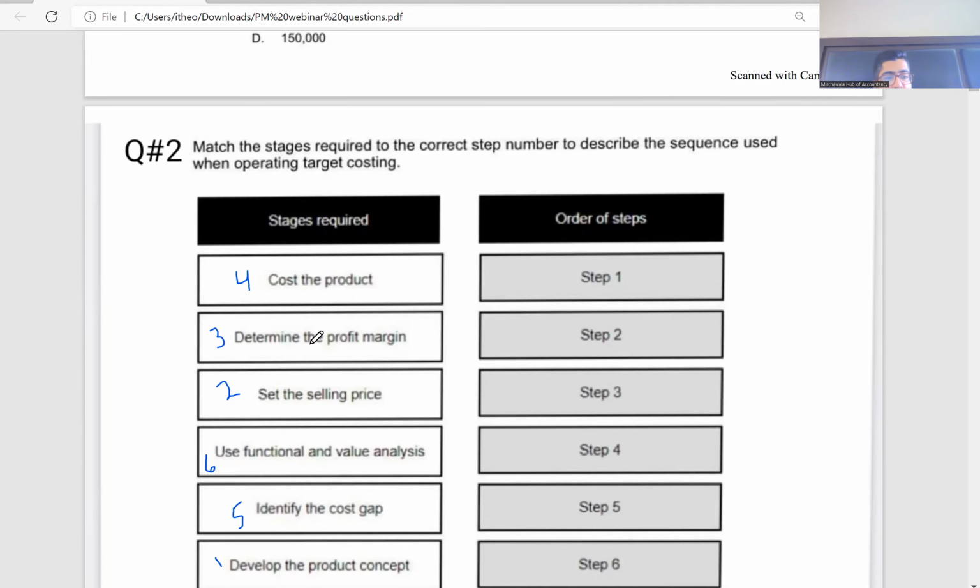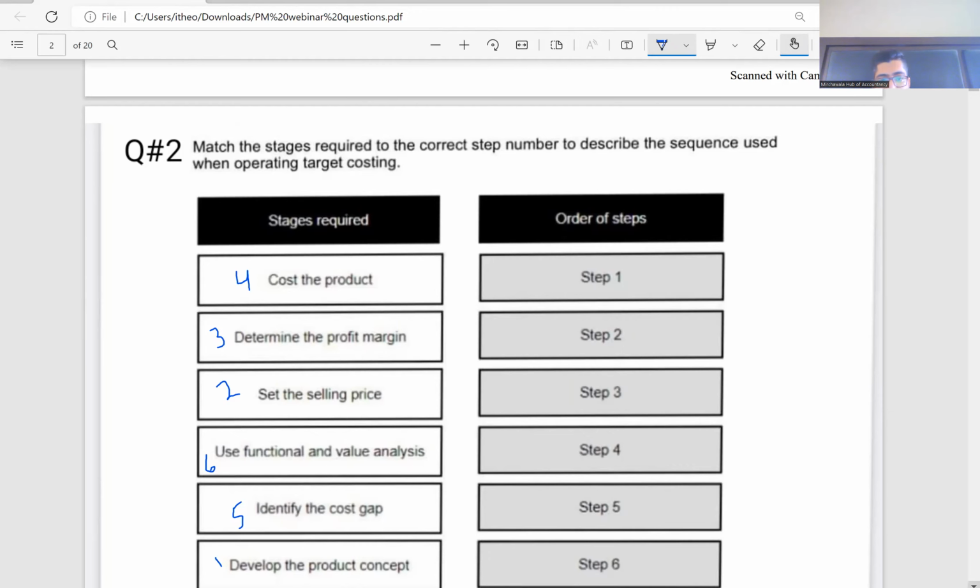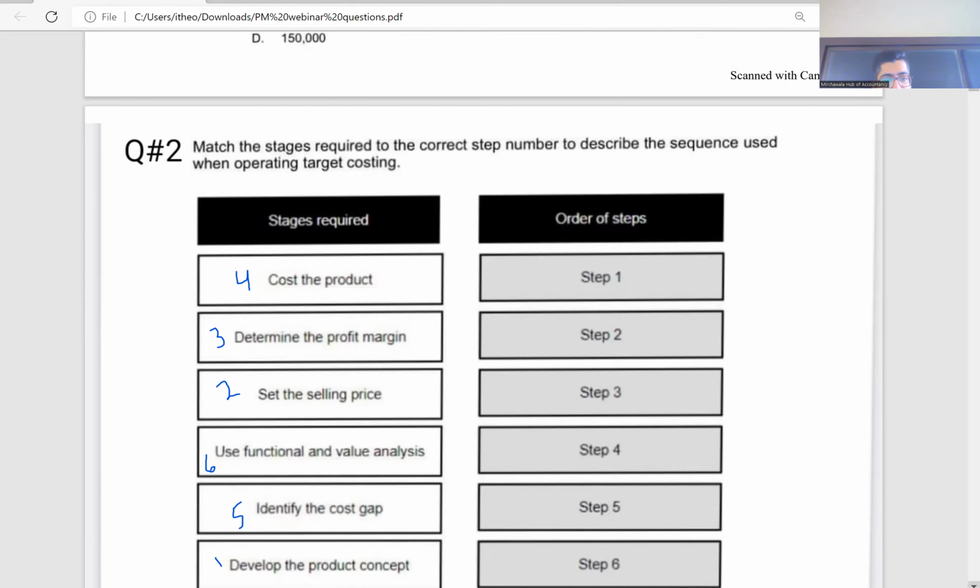You know that in target costing, we first determine the selling price, then the profit margin. But before that, there is one thing coming. Develop the concept, set the selling price, set the profit margin, deduct them to get the cost, compare with your cost to get the cost gap, and reduce that. Okay. So you can note these.